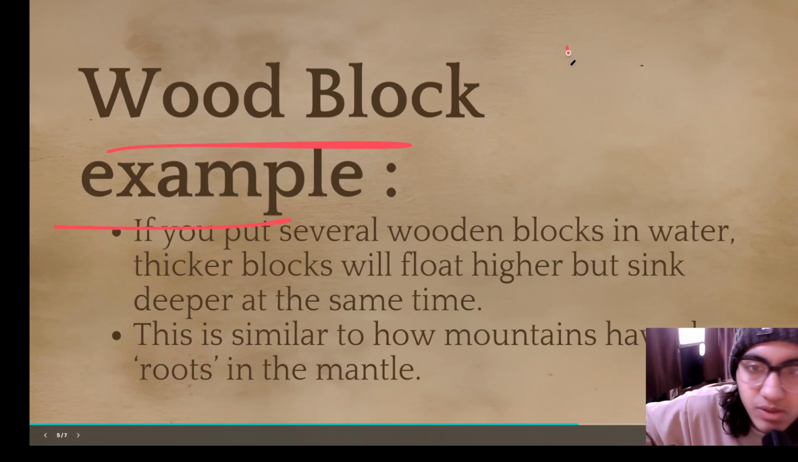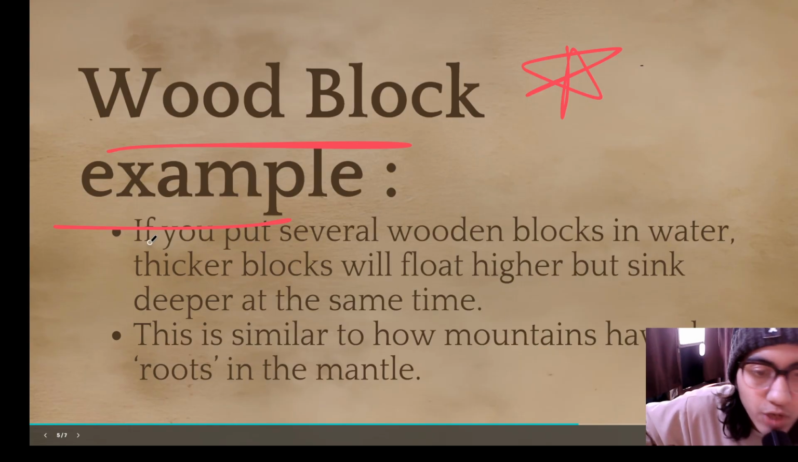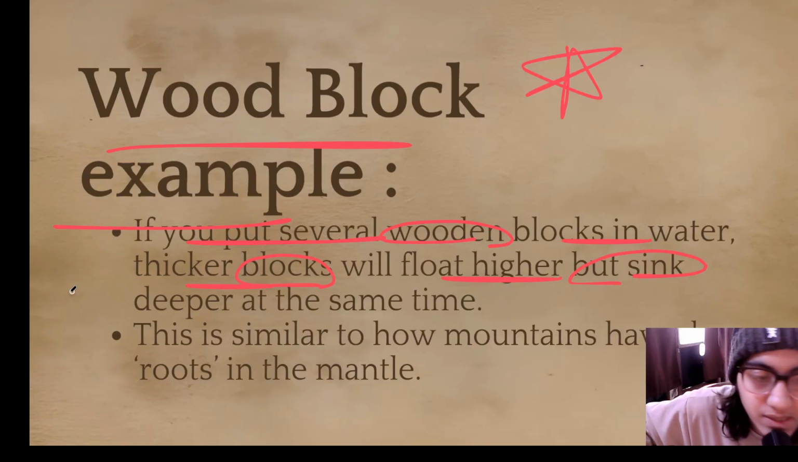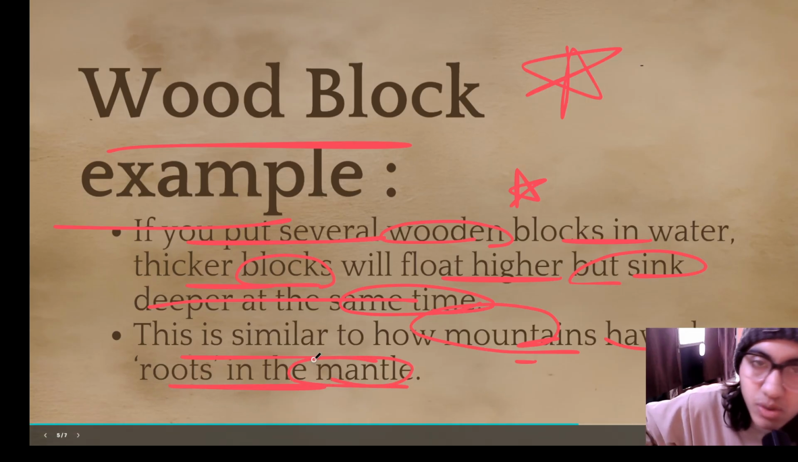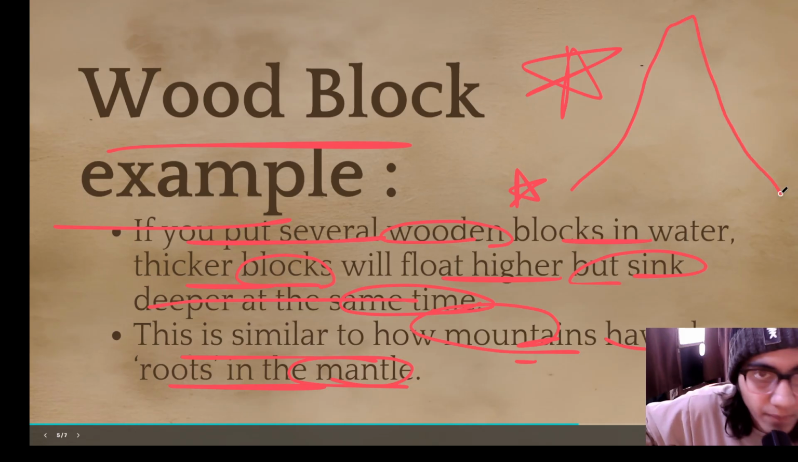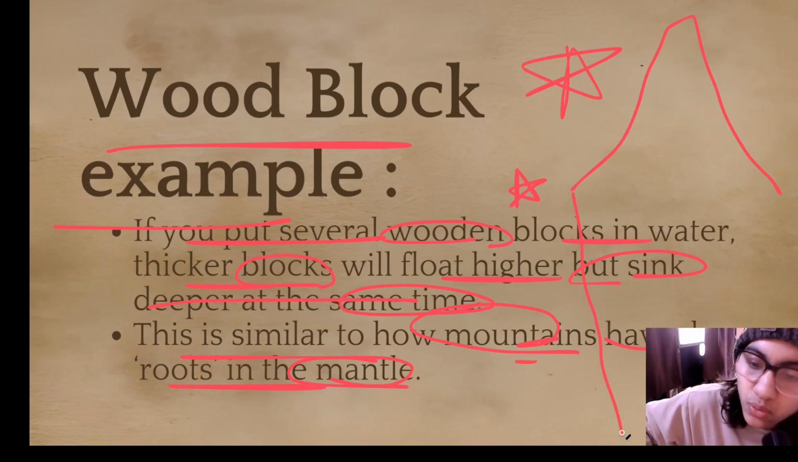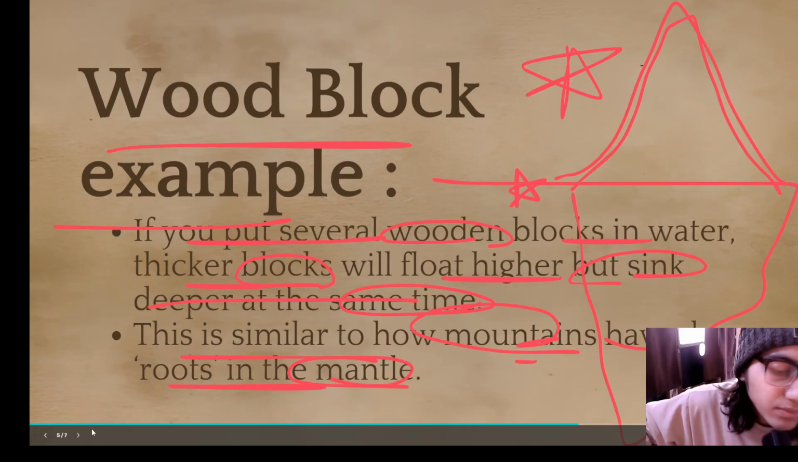Wooden block example. Let's take this wooden block example to understand this concept. If you put several wooden blocks in water, thicker blocks will float higher but sink deeper at the same time. This is similar to how mountains have deep roots in the mantle as well as rising higher. We see big mountains, their roots are very deep inside, and they rise higher as well. The same happens with these wooden blocks.